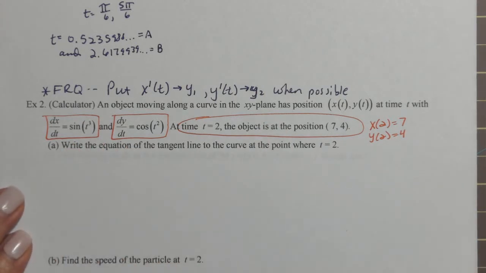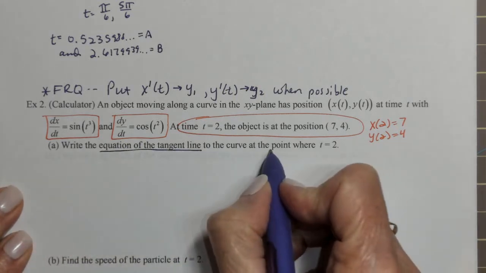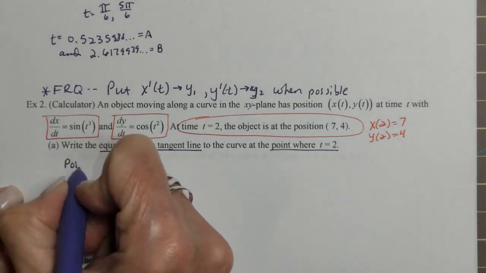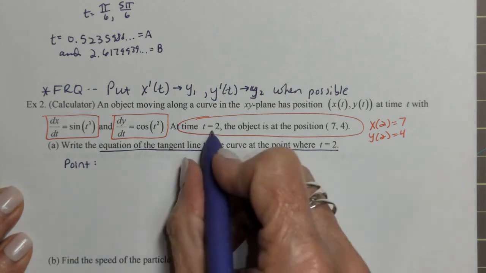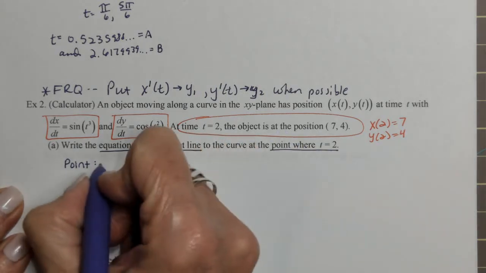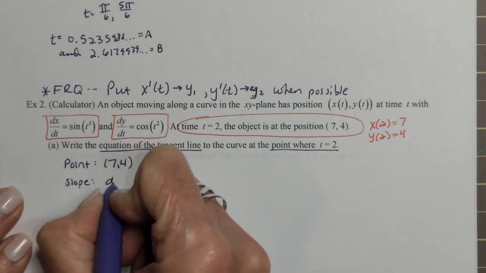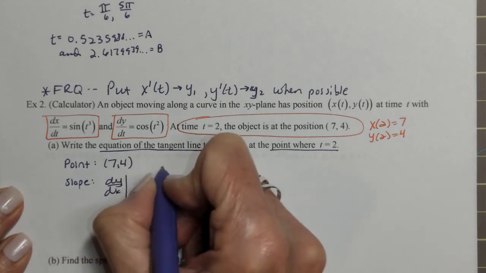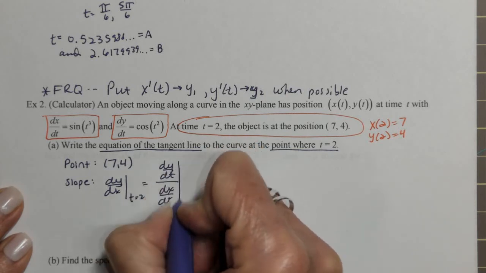Okay, part A. Write the equation of the line tangent to the curve at the point when t is 2. We can do this. I need a point and a slope. So the point at time 2 is the exact thing that they gave us. So the point is going to be (7, 4). The slope, dy/dx at time 2, is dy/dt over dx/dt at time 2.